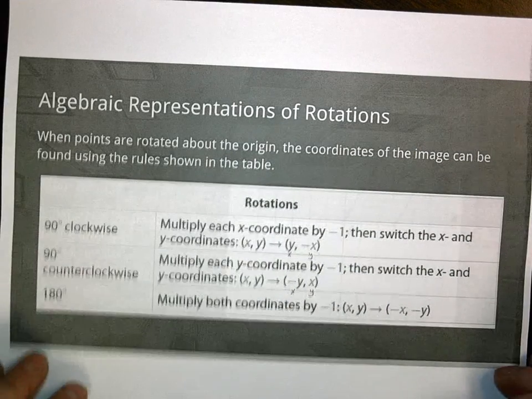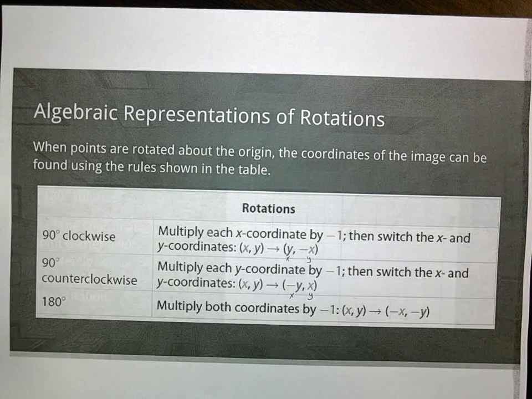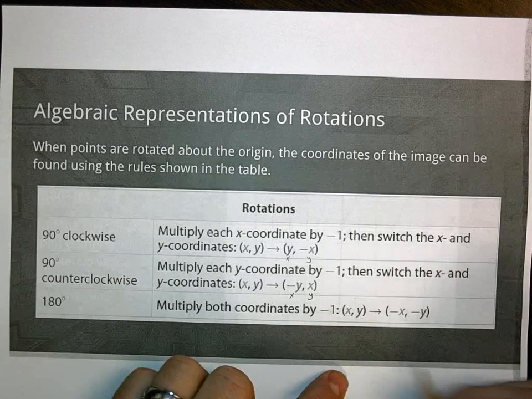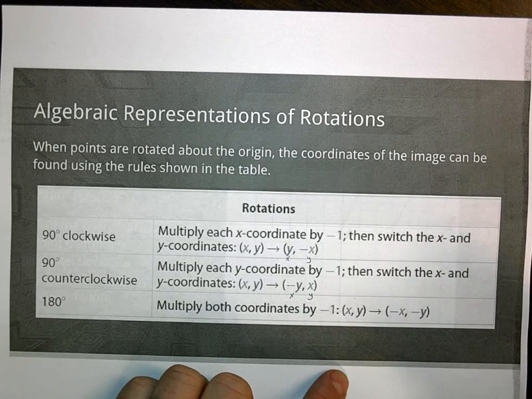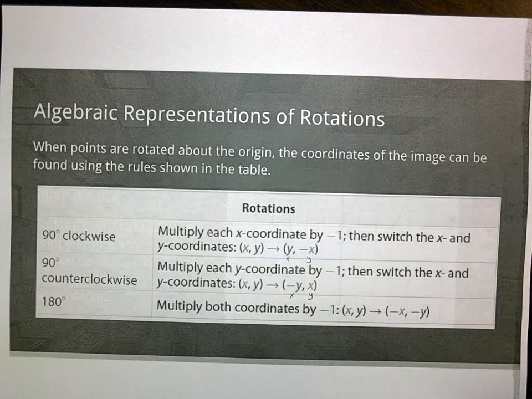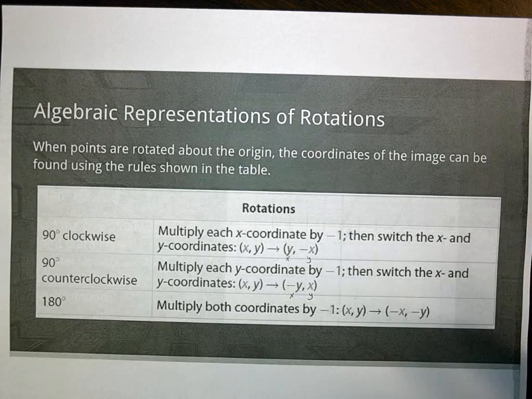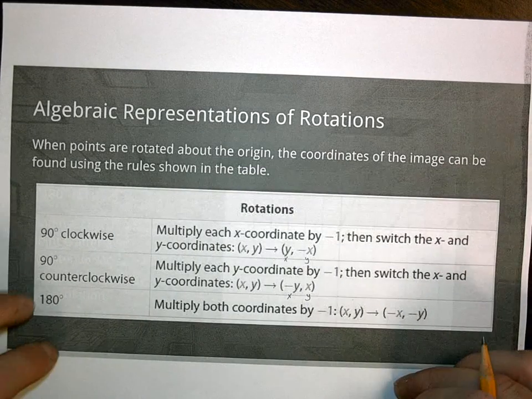Now, 180 degrees clockwise, life is pretty easy. We just multiply both coordinates by -1 and make them both negative, the opposites, and they stay in the same place. So life's pretty good. 180 degrees, and it doesn't matter if they say 180 degrees clockwise. It doesn't mean anything different than 180 degrees counterclockwise, because you're going exactly half away.